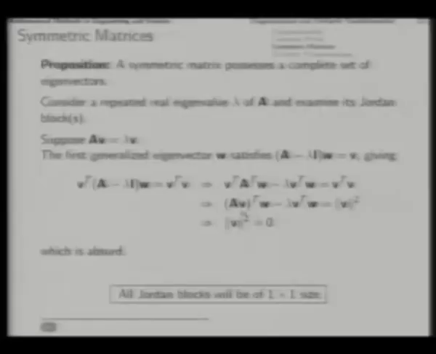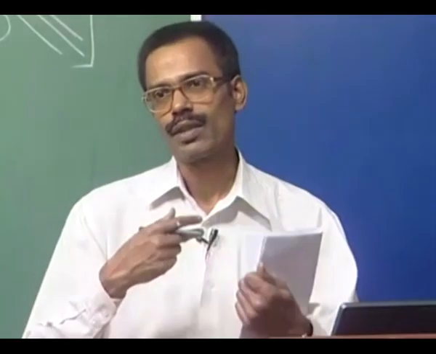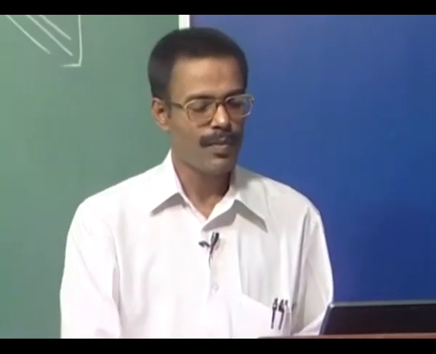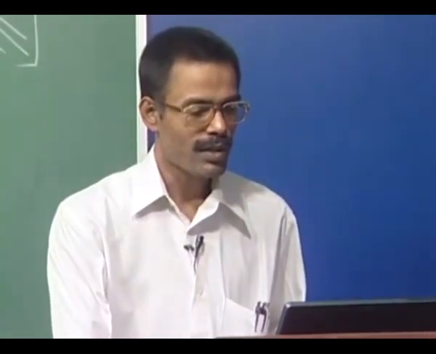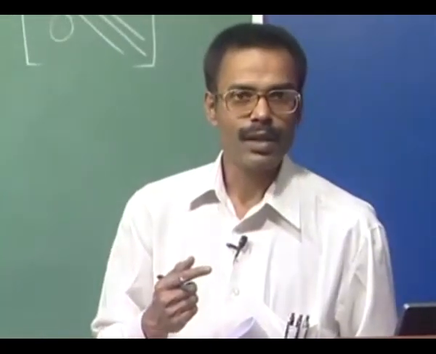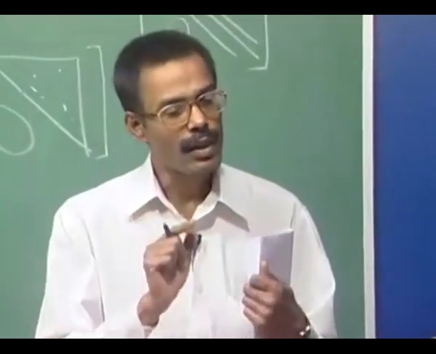So this is absurd. It is not only absurd, it basically means that this gives rise to an inconsistency. That means there will be no W, no generalized eigenvector which will satisfy this. That means that the eigenvector will not admit any generalized eigenvector. That will mean that all Jordan blocks are of 1 by 1 size, which means that it is diagonalizable. So we have established 2 points from this complex statement. A real symmetric matrix has all real eigenvalues and it is diagonalizable.